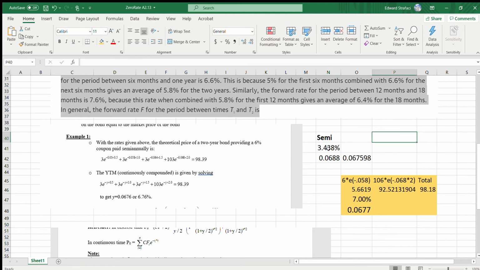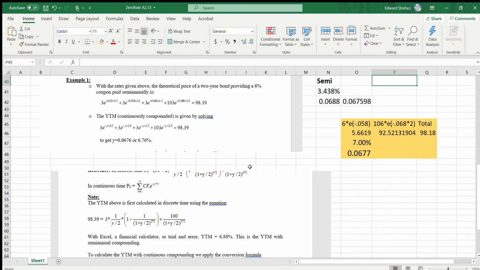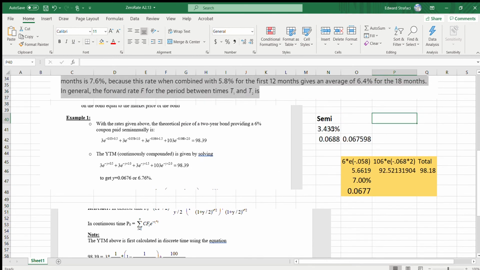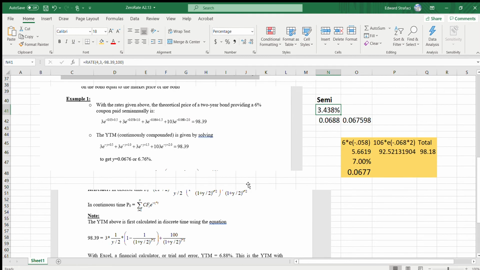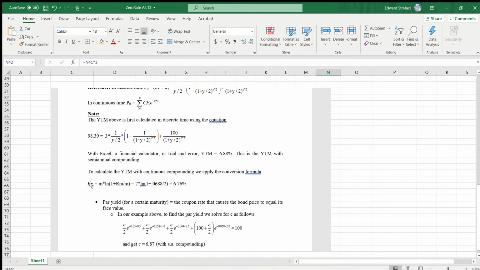When I plug those numbers in, I'm going to get a semi-annual yield of 3.438%. If I multiply by 2, I'm going to get a 6.88% yield using semi-annual compounding. But now I want to know what that number is going to look like on a continuously compounded basis, and I would use this formula.